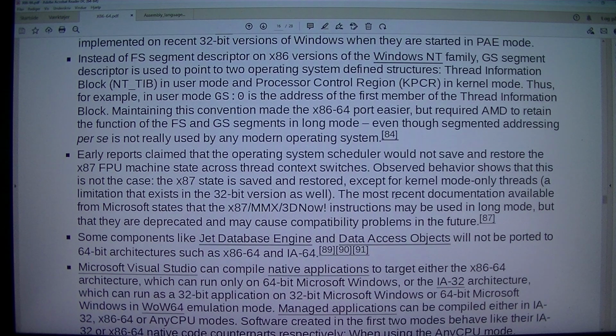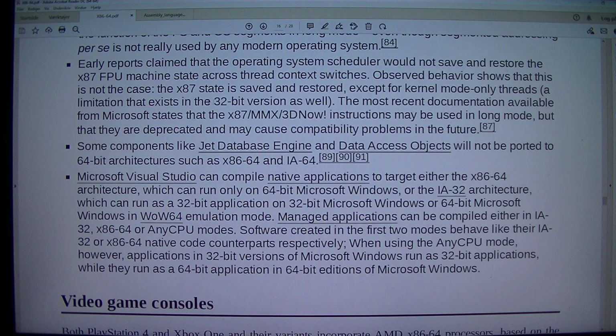Early reports claimed that the operating system scheduler would not save and restore the x87 FPU machine state across thread context switches. Observed behavior shows that this is not the case. The x87 state is saved and restored, except for kernel mode only threads, a limitation that exists in the 32-bit version as well. The most recent documentation available from Microsoft states that the x87/MMX/3DNow! instructions may be used in long mode, but that they are deprecated and may cause compatibility problems in the future.